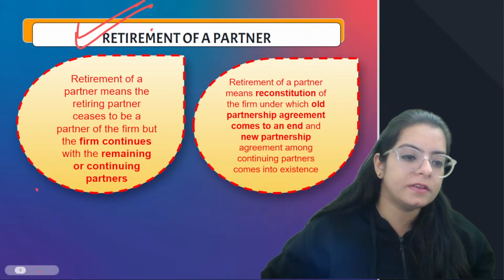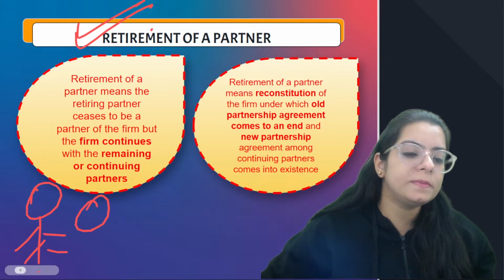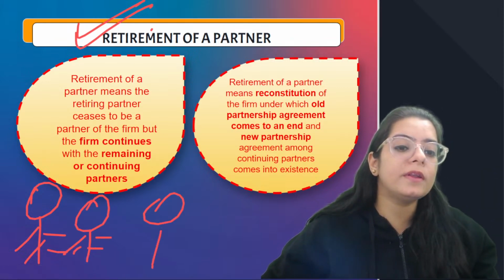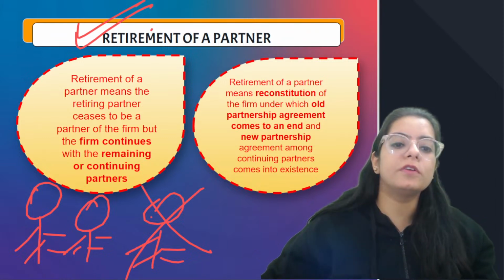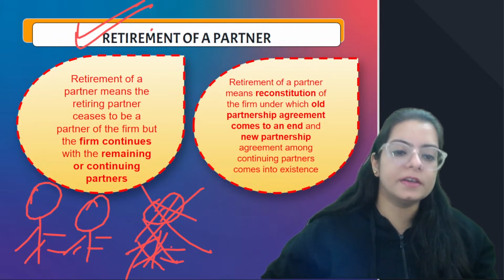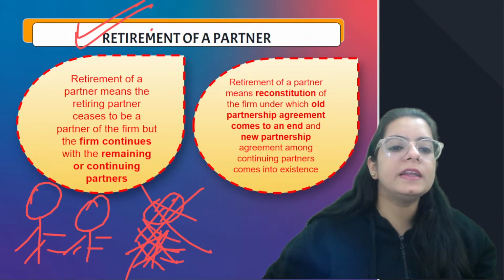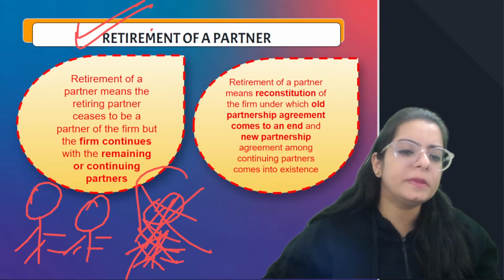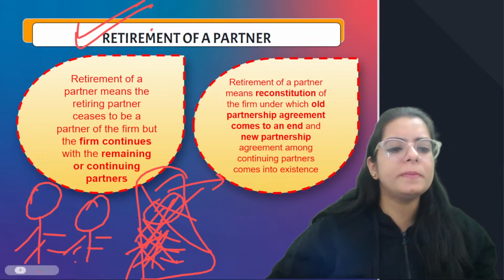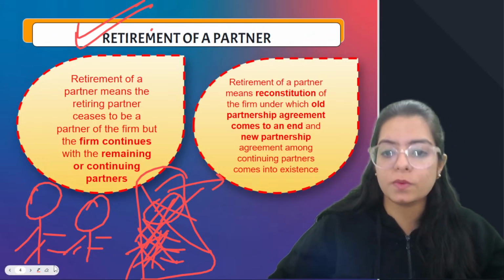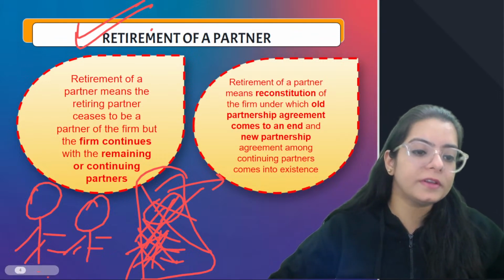There were 3 partners in a business firm, and one of the partners decided to retire. Maybe this partner got old or maybe this partner got bored, but the partner decided that they want to retire, to leave the firm. So that is what retirement means.